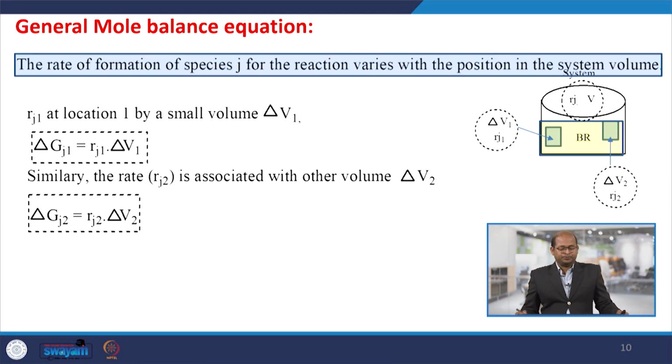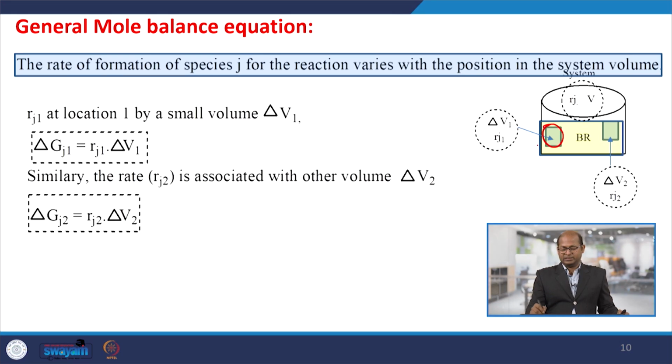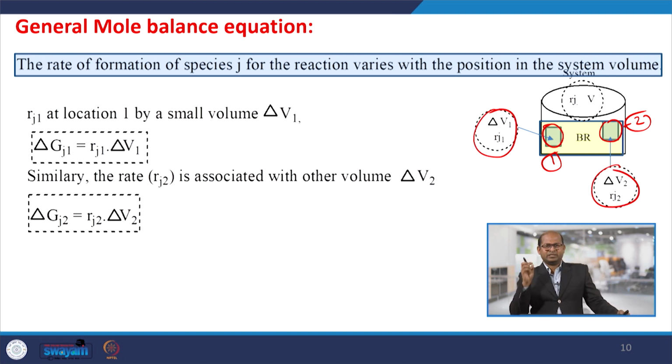Now, in the general mole balance, the rate of formation of the J species for the reaction will vary from position to position. Let us say this is a reactor, a batch reactor we have taken, here position 1, here position 2. In particular small volumes or elements of volume we take here delta V 1 and here delta V 2, the specified small volumes that we are considering, and within those the reactions take place in that individual space or specified system volume.